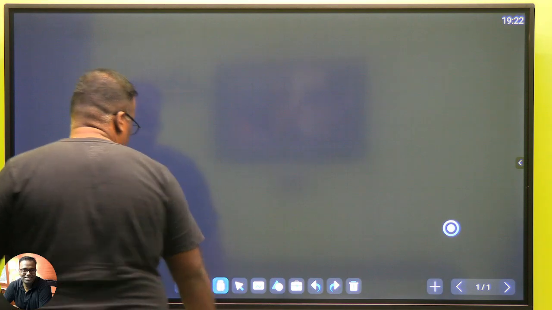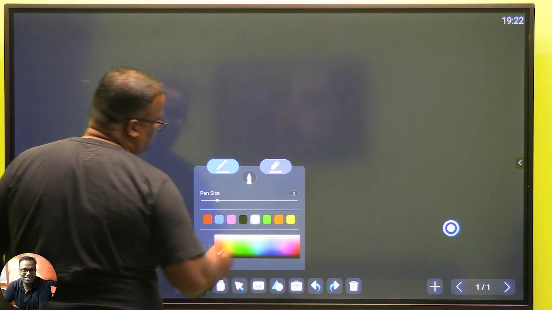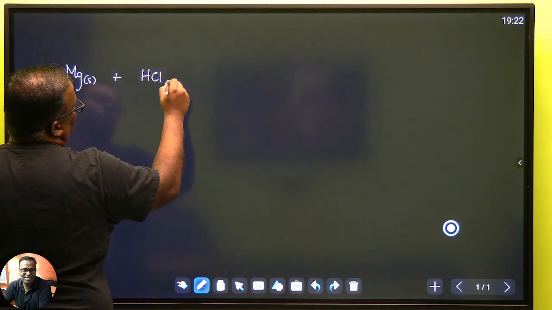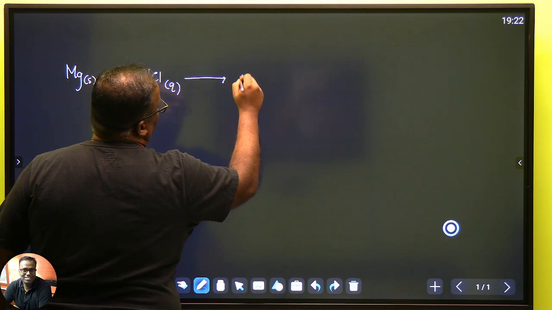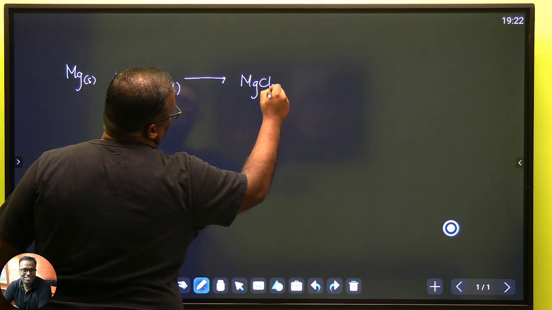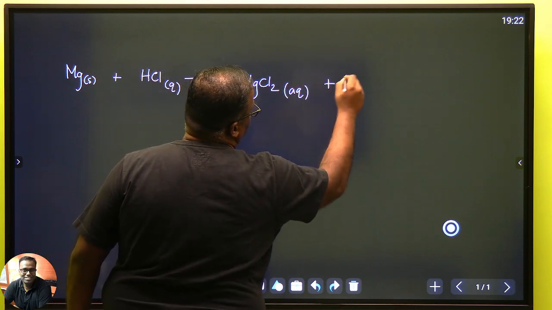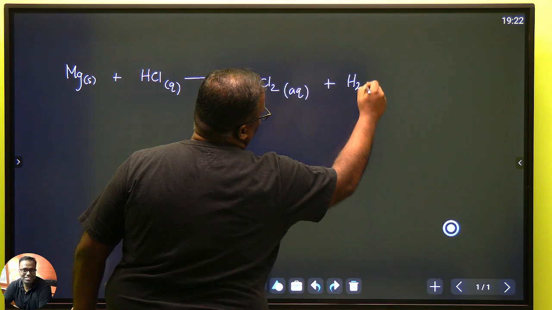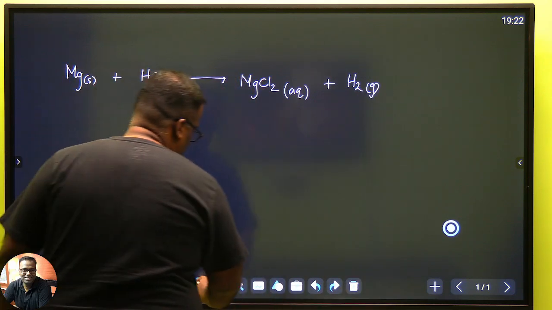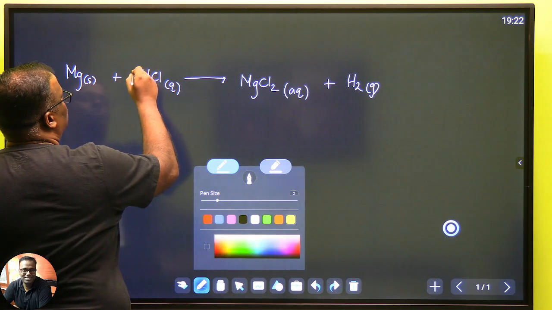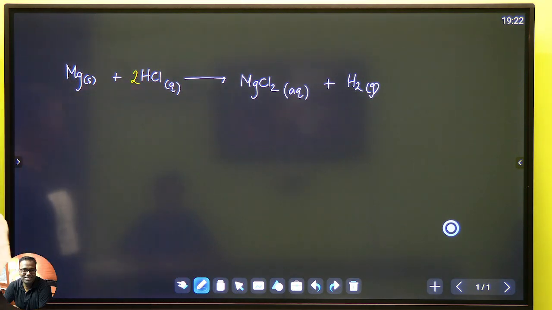Okay, so first let's write its equation. Magnesium as solid reacts with hydrochloric acid, aqueous. This will give me what? Magnesium chloride, MgCl2, because this is in group 2, aqueous, and it will release hydrogen gas. Our next step was to balance this equation. So let's balance it. Hydrochloric acid gives H2, so put 2 here. Now it is balanced, see, the whole equation is balanced.